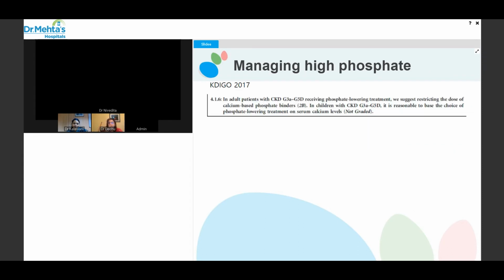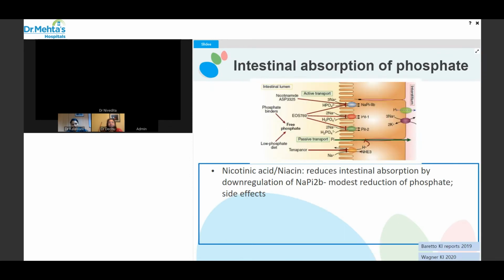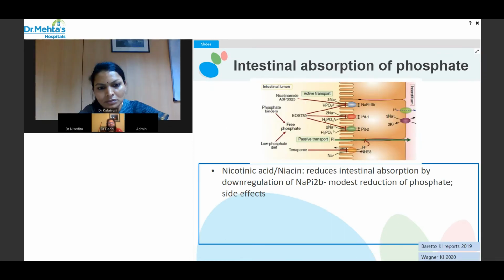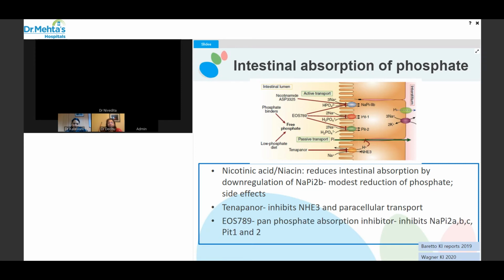The KDIGO guidelines in children recommend the use of calcium-based phosphate binders in addition to other phosphate-lowering therapies like drugs, dialysis, and diet. For the intestinal absorption of phosphate, we know the list of the usual phosphate binders that we use. What is new is the use of nicotinic acid, which reduces intestinal phosphate by downregulating its receptor, but it's associated with a significant amount of side effects. Tenapanor inhibits the NHE3 and the paracellular transport of phosphate. The new pan-phosphate inhibitor EOS 789 looks more promising because it inhibits all modalities of phosphate absorption in the gut.